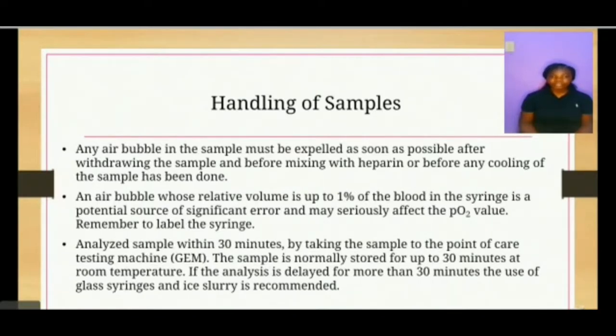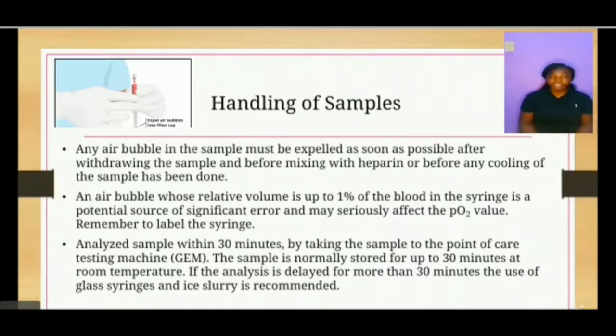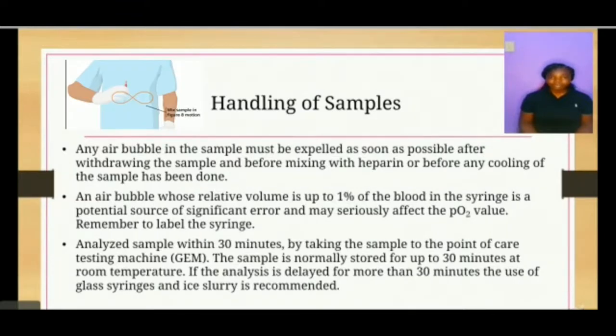So to prevent this, the following can be done. First, hold the syringe vertically and gently tap the syringe so that the air bubbles are forced to the top of the syringe. Then you expel the air bubbles into the filter cap of the syringe, after which you mix the sample by thoroughly rotating your wrist back and forth in order to dissolve the heparin and to minimize clot formation.